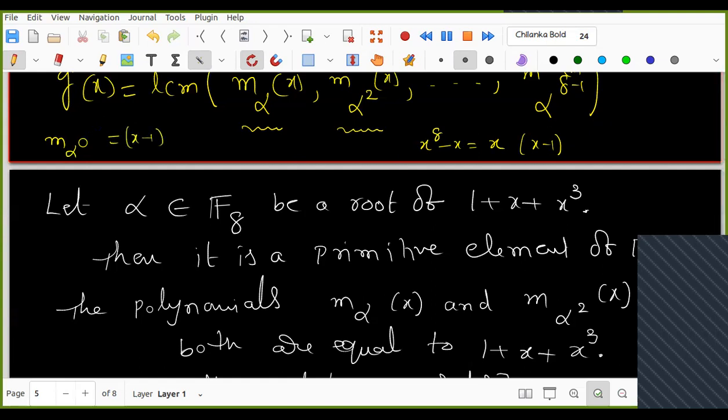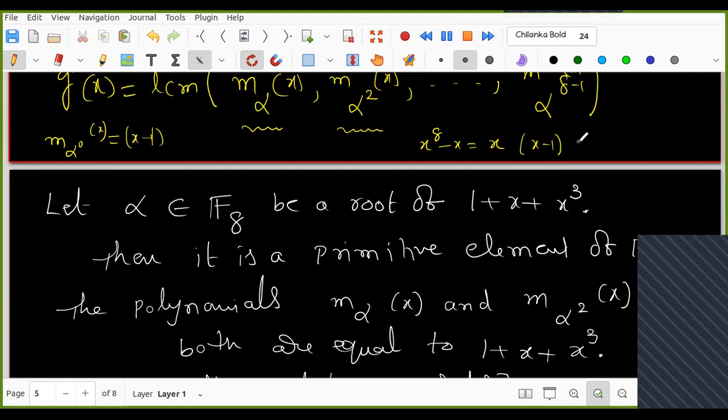Here alpha power i, right? 7 is okay, but it is 0. What is the minimal polynomial of alpha power 0? What is alpha power 0? It is 1. What is the minimal polynomial of 1? x minus 1 only. What is the smallest polynomial for which 1 is a root? This is m of alpha power 0.